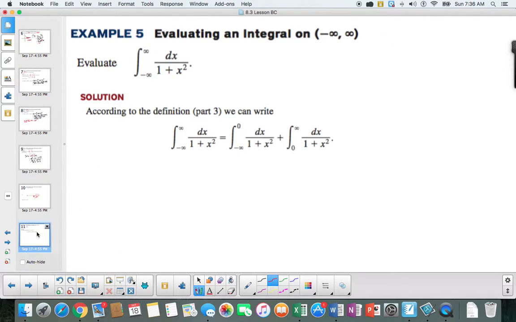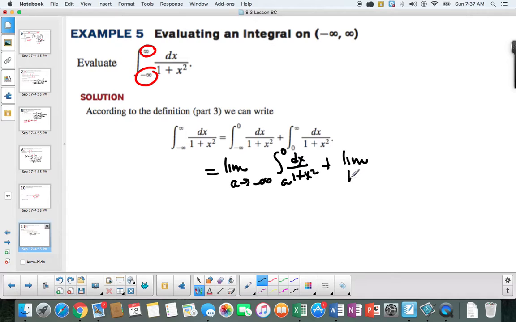Okay, evaluating another improper integral. How do I know it's improper? Again, the infinities here, so I separate them here. Again, I'm going to set up the limit, and we're going to say as a approaches negative infinity, this is going to be the integral from a to 0 of dx over 1 plus x squared, plus the limit, and I'm going to call that b, as b goes to infinity of the integral from 0 to b of dx over 1 plus x squared.